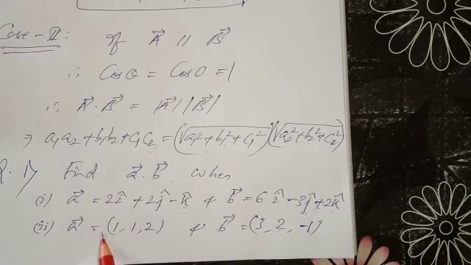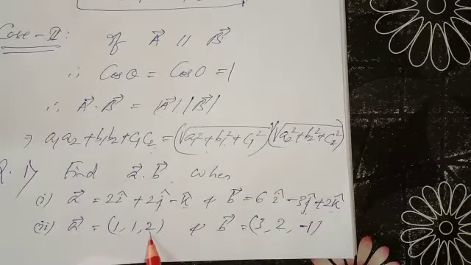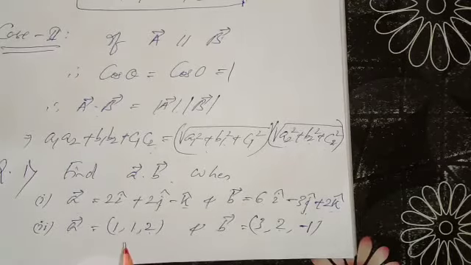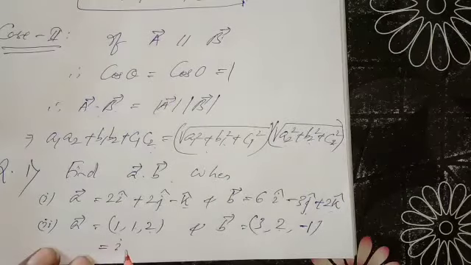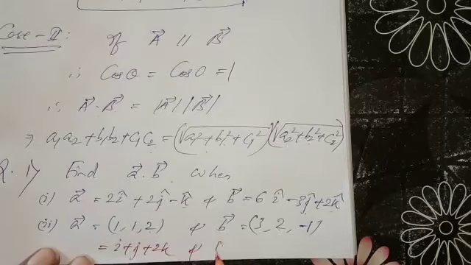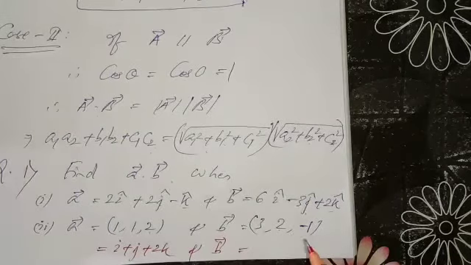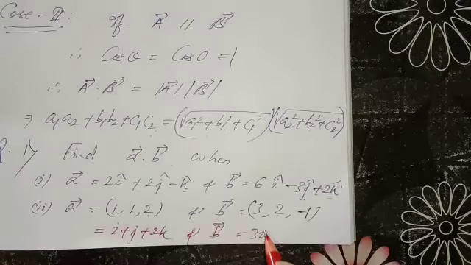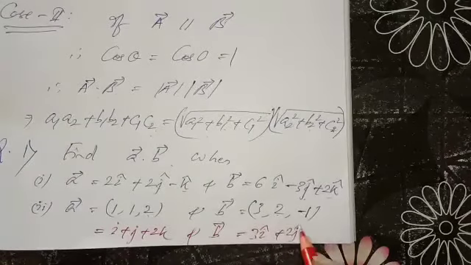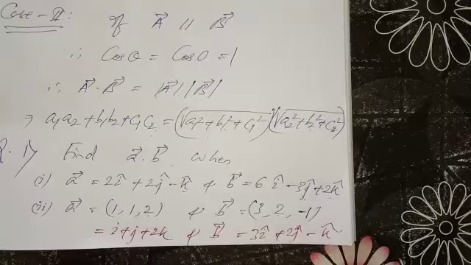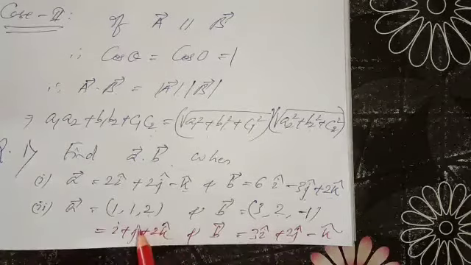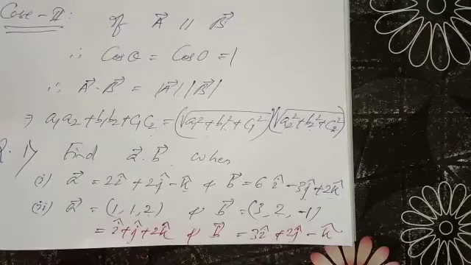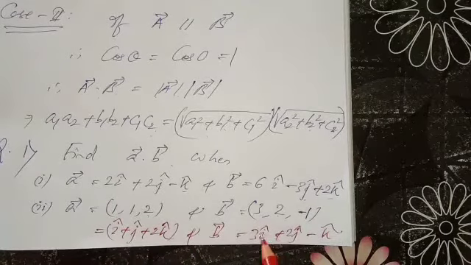And for the second part, it is given in coordinate form, like (1, 1, 2). That means you have to write it in ijk form. Then this will be i plus j plus 2k, and the b vector is given in coordinate form, that is (3, 2, -1), which means 3i plus 2j minus k. Whenever it is in coordinate form, you have to write it in ijk form. Here i, j, k are unit vectors along the x-axis, y-axis, z-axis. This is the vector A and this is the vector B.